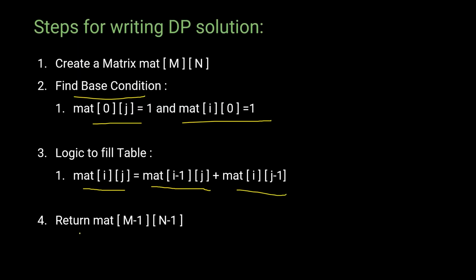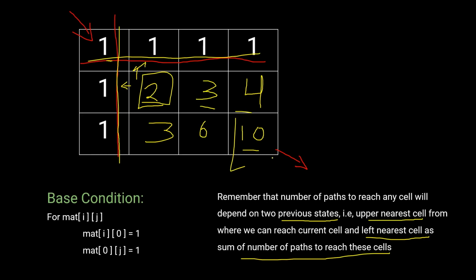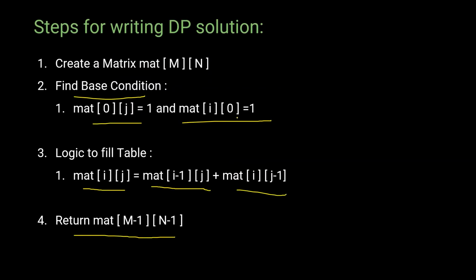Now the fourth and last step would be to return the value at the cell mat[m-1][n-1], that is this last value which we have calculated. So these would be the steps we will be following for our DP solution. Now let's talk about our solution.